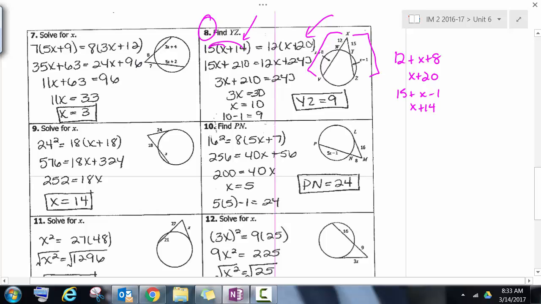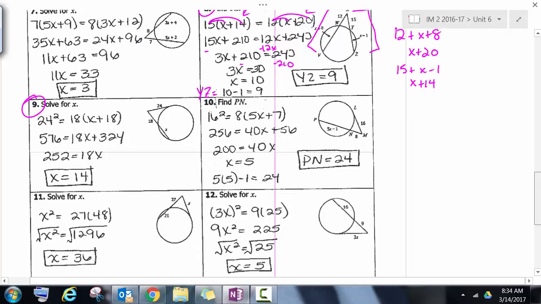So we distribute. We get 15x plus 210 equals 12x plus 240. We subtract 12x from both sides. We subtract 210 from both sides. Divide by 3, x equals 10, but it wants YZ. So YZ is x minus 1, which is 10 minus 1, equals 9. And that's how we get that.